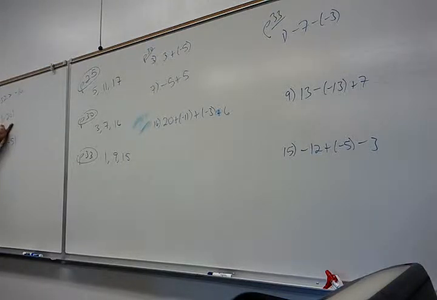What's absolute value of negative 20? 20. Like absolute value will always come out positive. Or 0 at least, right? Because absolute value of 0 is 0.